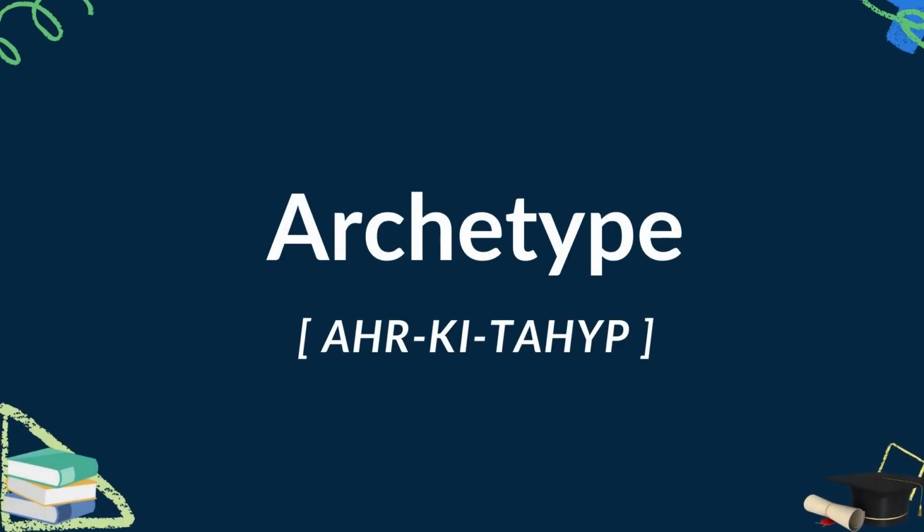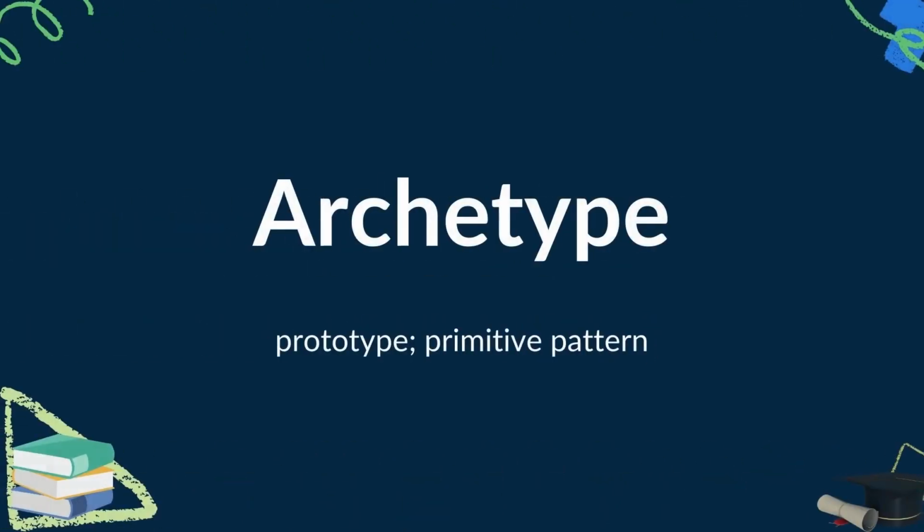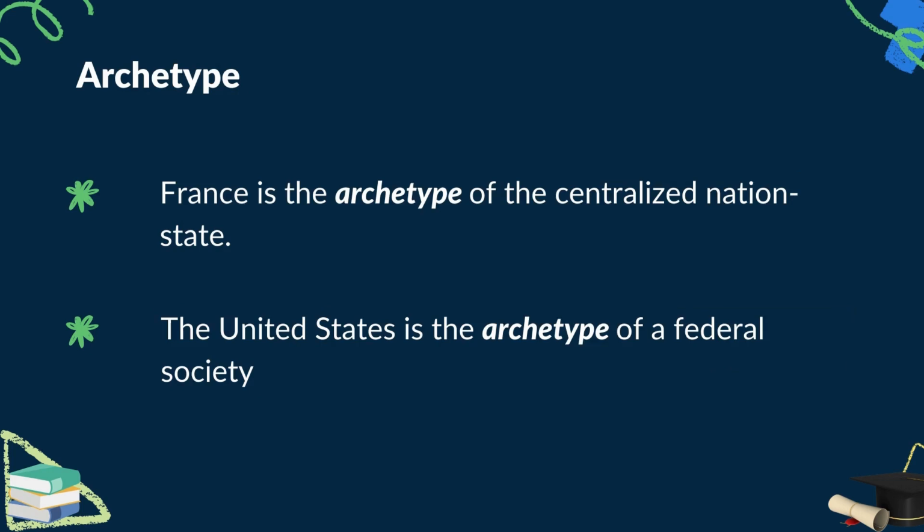The next word is archetype. A-R-C-H-E-T-Y-P-E. Archetype. Archetype means prototype, primitive pattern. Here are some ways you can use the word in a sentence. 1. France is the archetype of the centralized nation-state. 2. The United States is the archetype of a federal society.